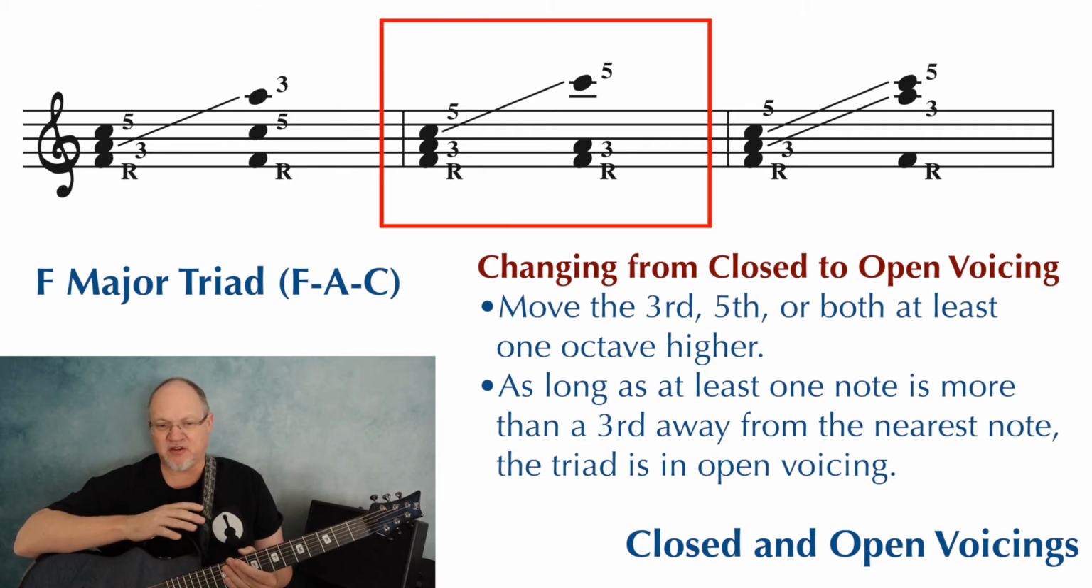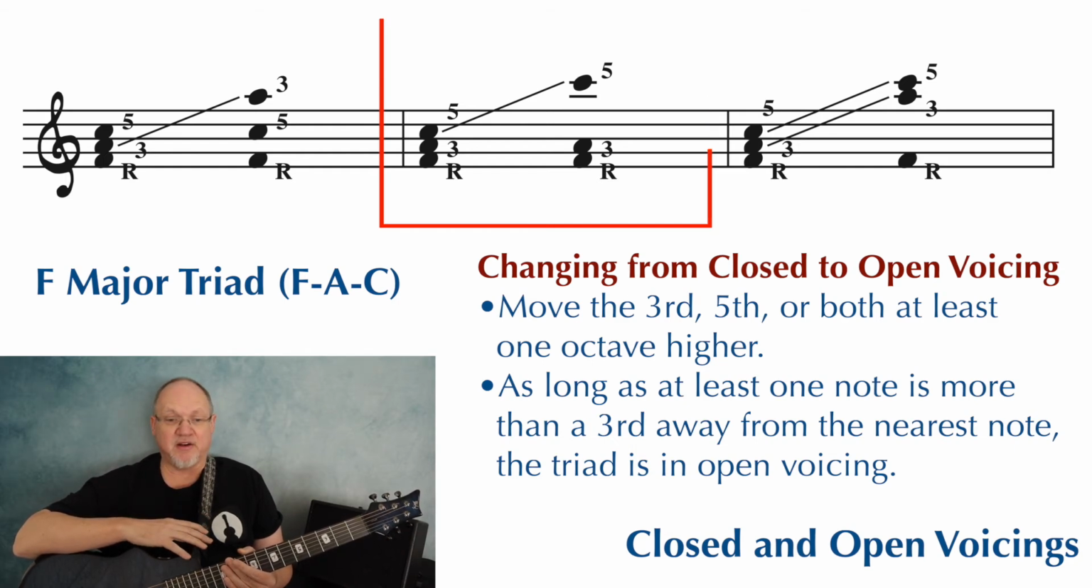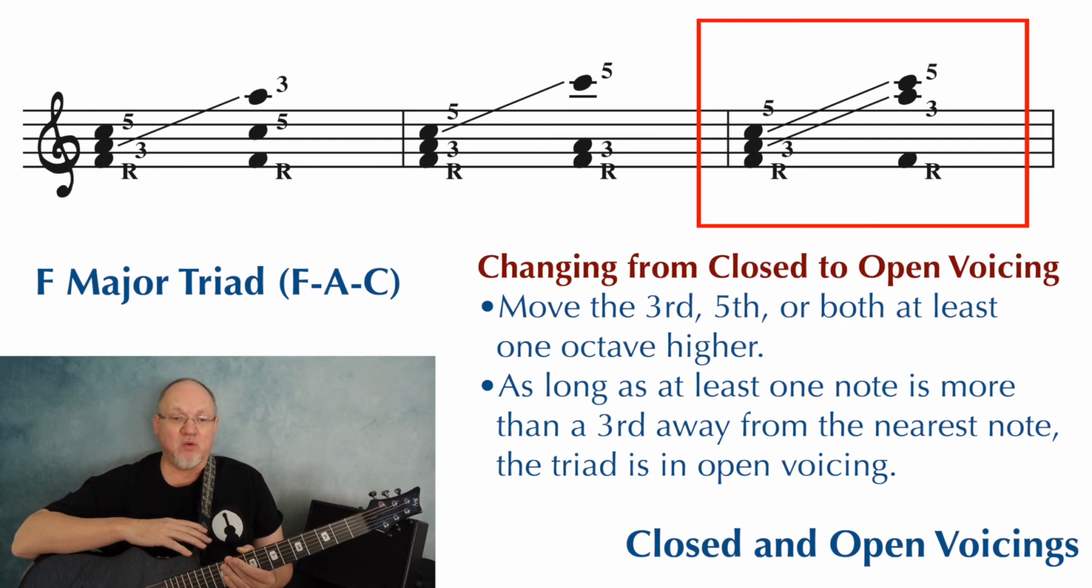And we've changed this closed voiced F major triad to open voicing by raising the fifth an octave higher. And in this third example, we've raised the third and the fifth an octave higher, so they're both far away from the root.